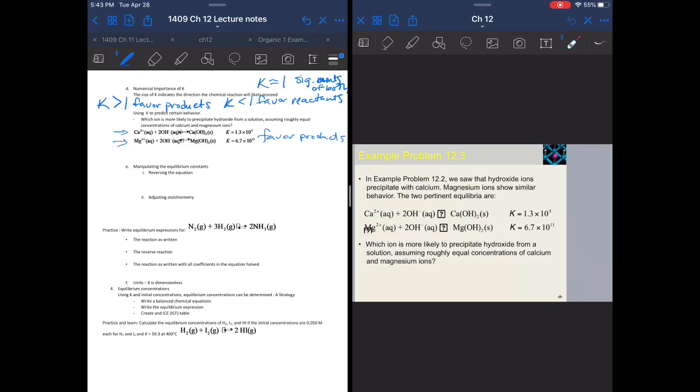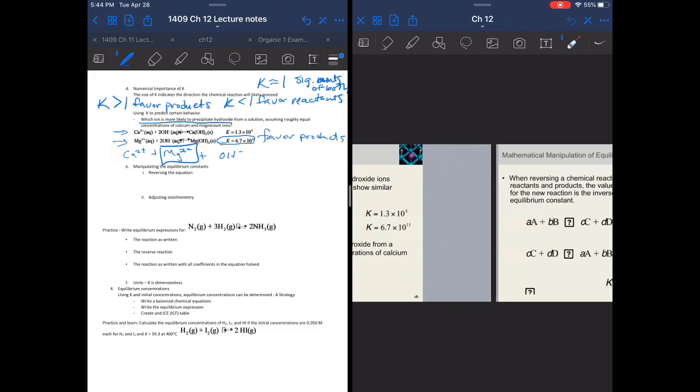But if you had calcium and magnesium and hydroxide around, which one would be precipitated more? Like, which one would be preferred? Well, K for the magnesium reaction here is bigger than K for the calcium precipitation. So that means this one's going faster in the forward direction. It favors the forward direction more. And so if we had to guess which ion is more likely to precipitate hydroxide, it would be magnesium because of that K value. All right, so K values can give us some information.